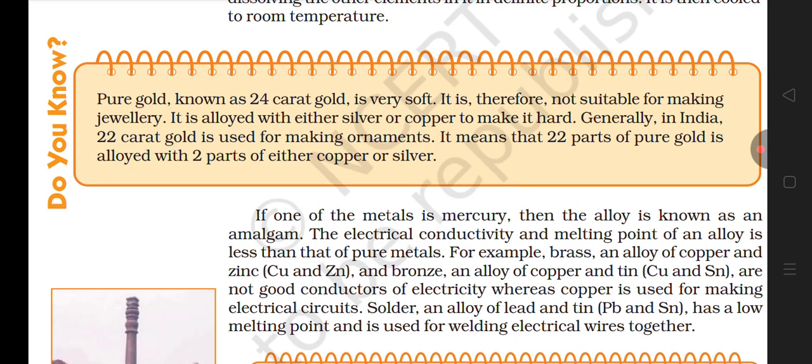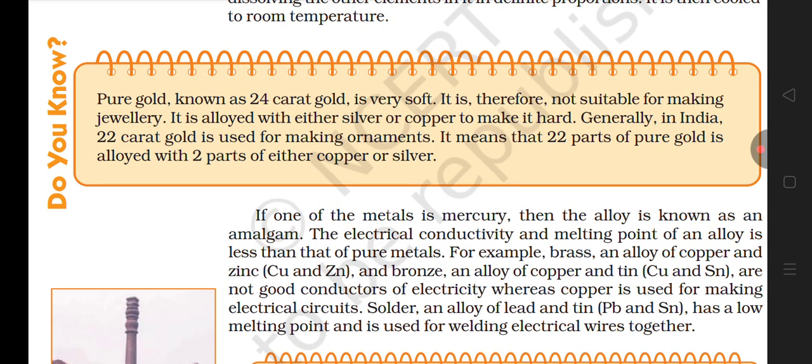Always in gold, children, there is mixing. Either it is in small quantity or very large quantity, it does not matter, but there is, because 24 karat gold is very soft, it can't be used for making ornaments. So it is not suitable for making jewelry. It is alloyed with either silver or copper to make it hard. Generally in India 22 karat gold is used for making ornaments. It means that 22 parts of pure gold is alloyed with 2 parts of copper or silver, okay.